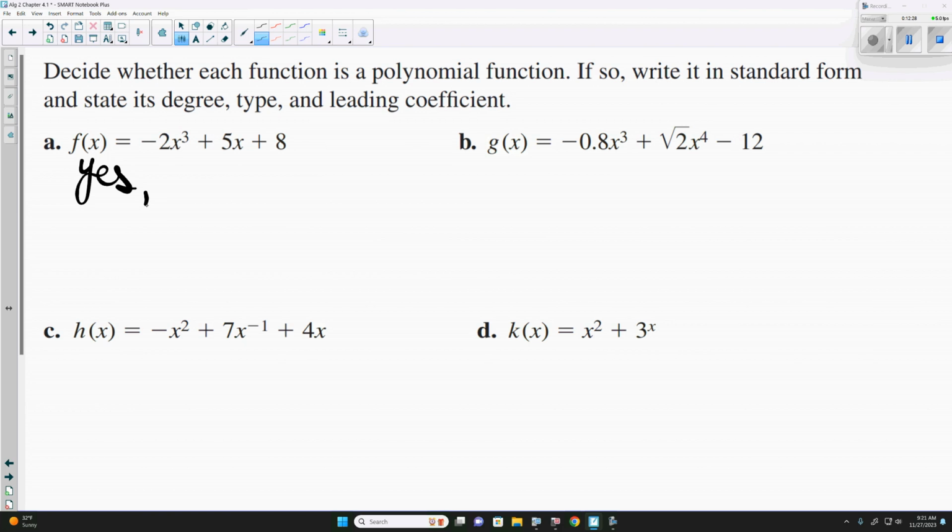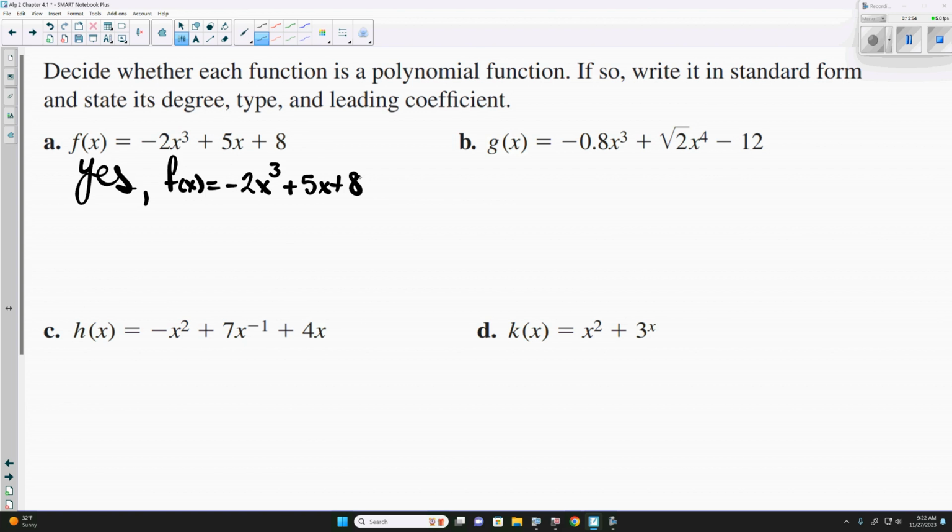Because the biggest term is what? Negative 2x cubed. So we can say our f of x, negative 2x cubed, would indeed be first, and it is written first already. The next term would be our x squared term. There's not an x squared term, so we don't have to write it, which would leave us to the x to the first, plus 5x plus 8.